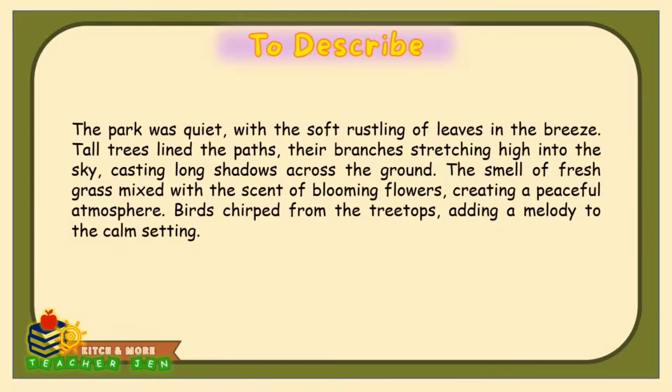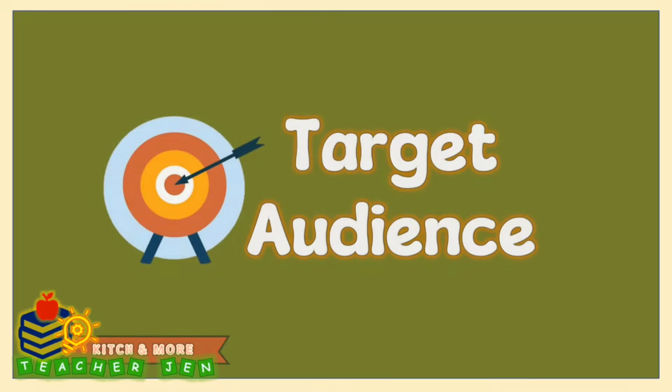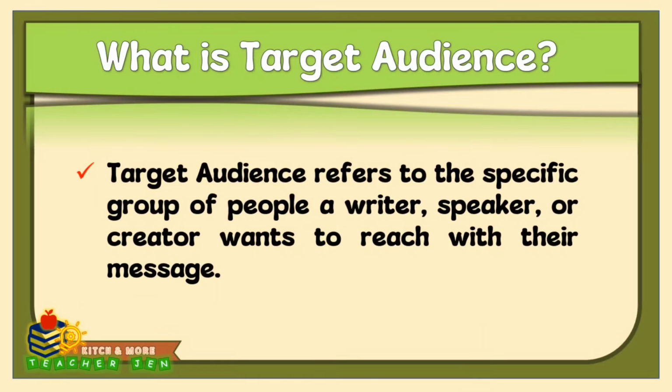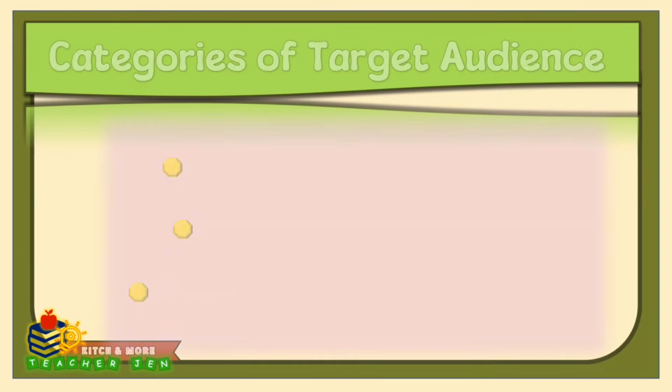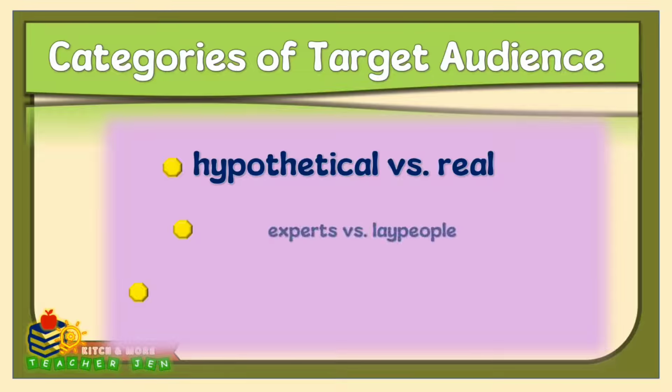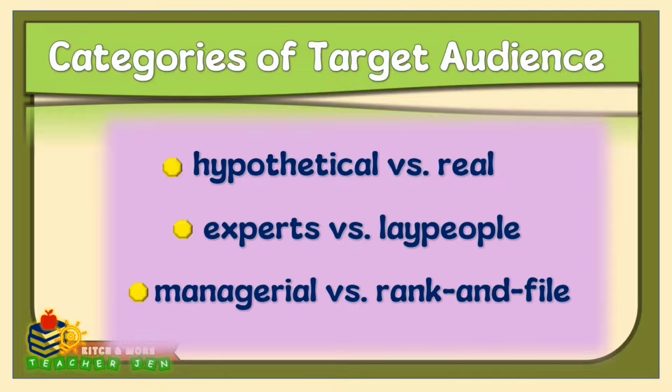Now that we've discussed the author's purpose, let's move on to understanding the target audience. What is target audience? Target audience refers to the specific group of people a writer, speaker, or creator wants to reach with their message. Now, there are categories of target audience, namely hypothetical versus real, experts versus lay people, managerial versus rank and file. Let's tackle them one by one.